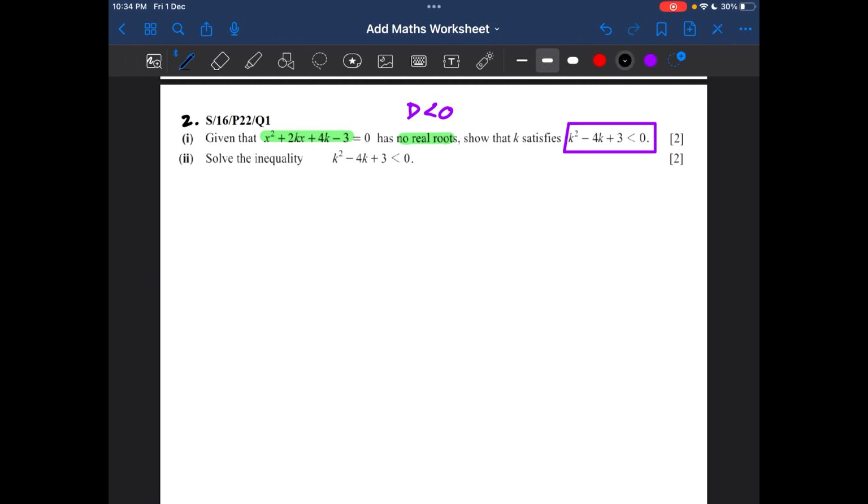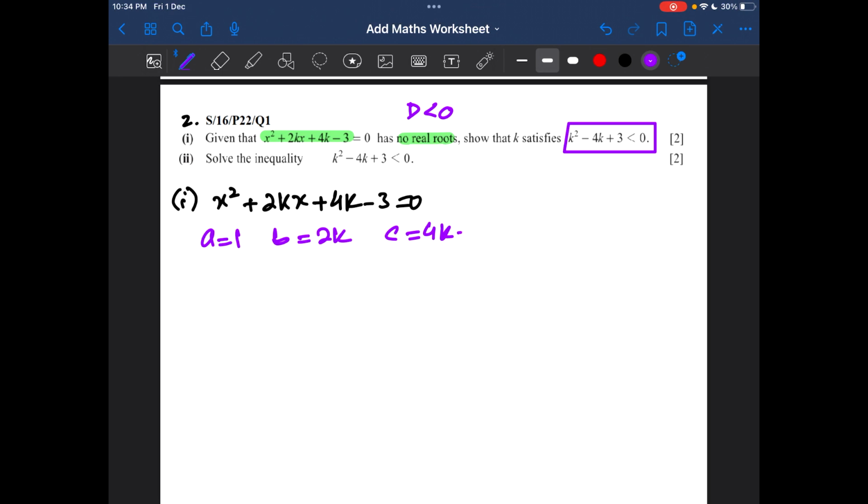So in part 1 we have x square plus 2kx plus 4k minus 3 equal to 0. What is the coefficient of x square? The coefficient of x square is 1. So the a value is 1. The coefficient of x along with sign is the value of b, and the constant term along with sign is the value of c. c is 4k minus 3. Why do I find the values of a, b and c? Because we know the discriminant is less than 0.